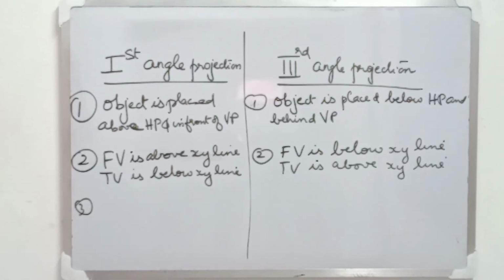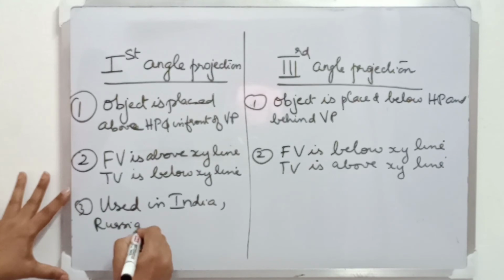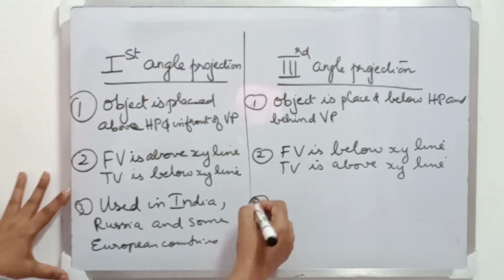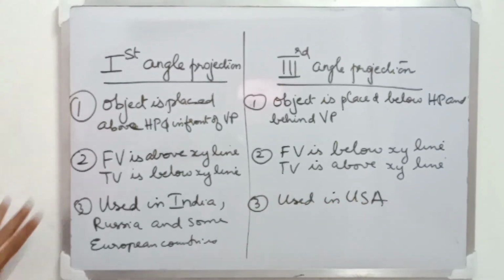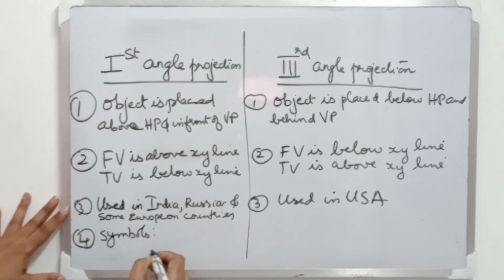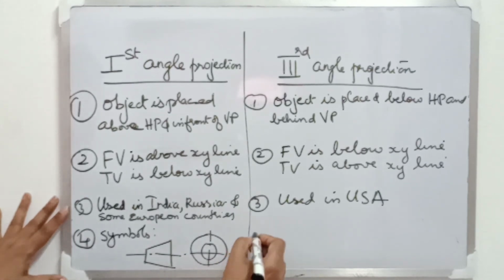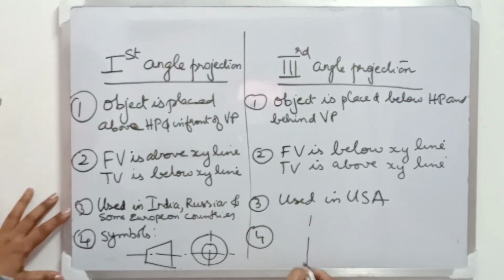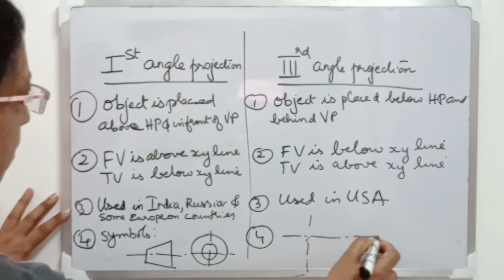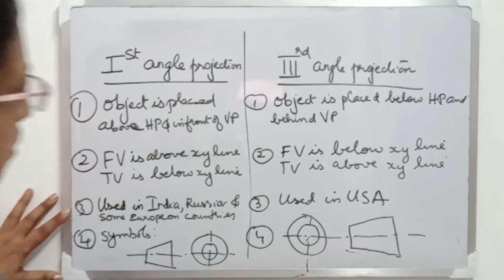Let us see the next difference. First angle projection is used in India, Russia and some European countries, whereas third angle projection is used in the USA. Now let me also draw the symbols used in first angle and third angle projection. In first angle projection, this will be the symbol used, and in third angle projection, what I'm drawing here is the symbol used. So if you see this symbol, you can confirm that it is a third angle projection.